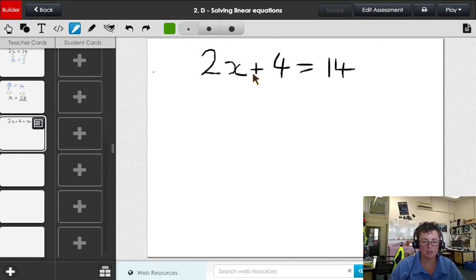We need to do this in basically the reverse operation than what you would do in normal BODMAS. So we need to get rid of the pluses and minuses first. So in this case, we subtract 4 from both sides. And that leaves us with 2x plus 4 minus 4. So the plus 4 and the minus 4 cancel each other out. So we're left with 2x equals 14 minus 4 is 10.